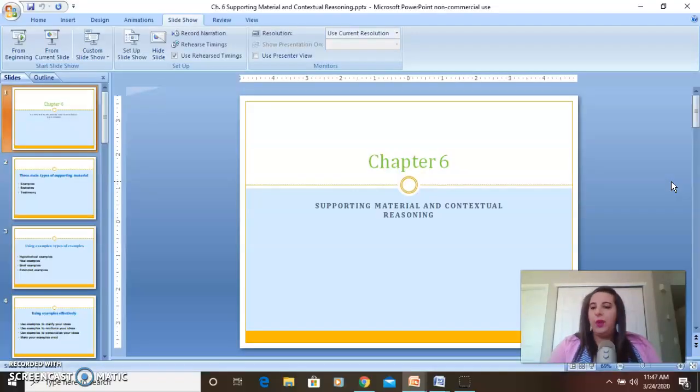That was way quicker than I thought it would go, but that's a quick rendition of supporting material. Keep this stuff in mind, because it is very important to have these three. It just depends on what you need, whether you use an example, statistics, or testimony. All three are good to have.